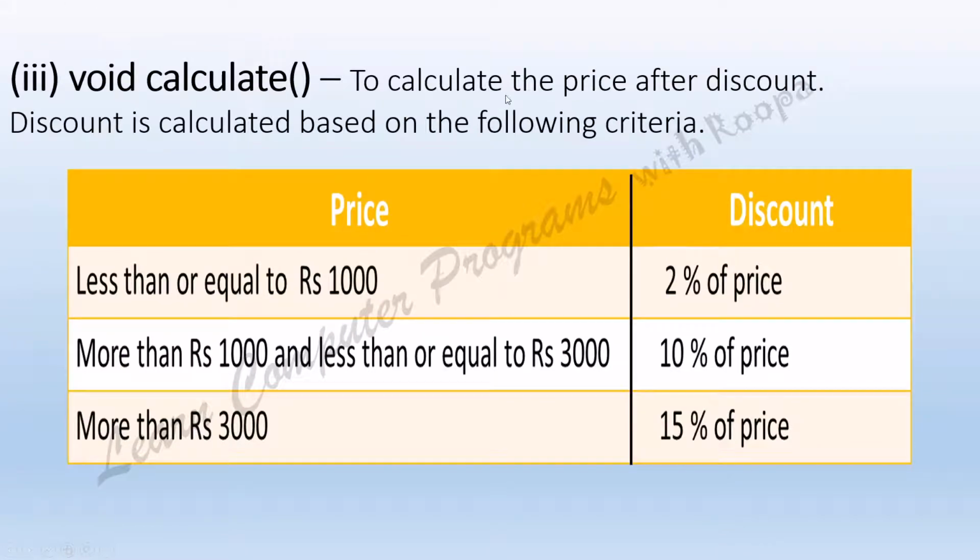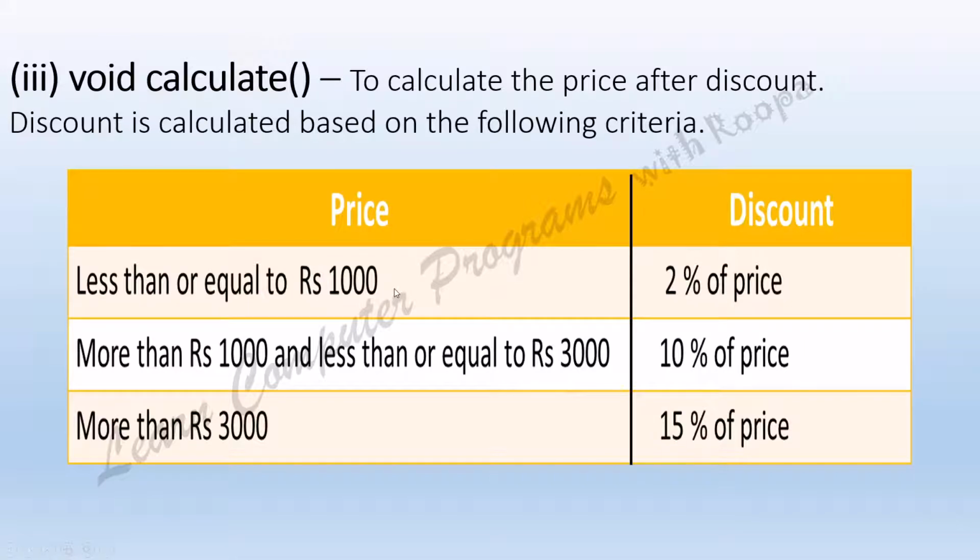Next step is to calculate the price after discount. So it is based on the criteria. Here he says if the amount is less than rupees 1000, then we have to calculate 2% of 1000 rupees, or the amount, whatever the price of the book is.